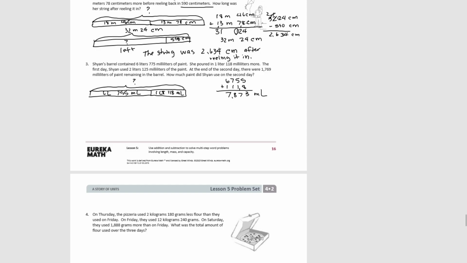Then we know that on the first day she used 2 liters and 125 milliliters of paint. So we can write that as 2,125 milliliters that she used on the first day. So we can subtract to see how much she still had left.